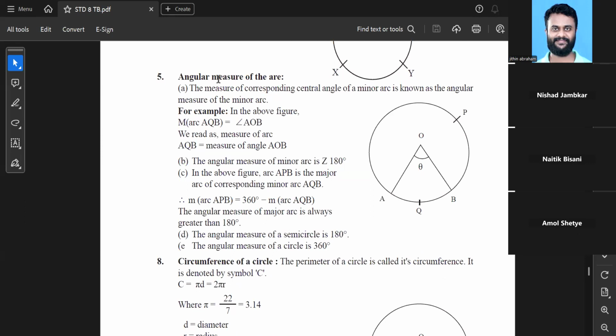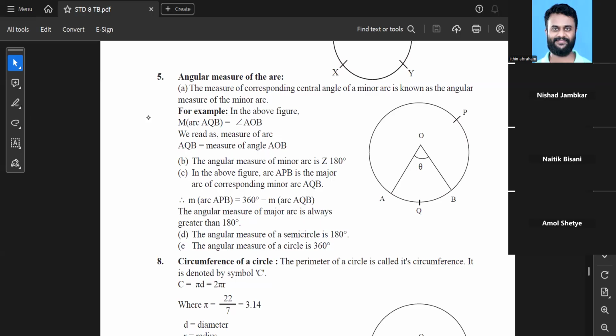So next one, angular measure of the arc. The measure of the corresponding central angle of a minor arc is known as the angular measure of the minor arc. Angular measure means how much angle it is. Is it 20 degree, 30 degree, 50 degree, 60 degree, 75 degree, 90 degree, how much it is. So that particular measure is called the angular measure of the arc.